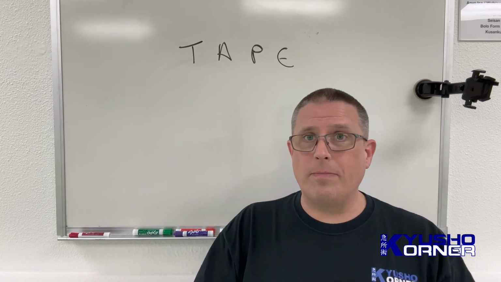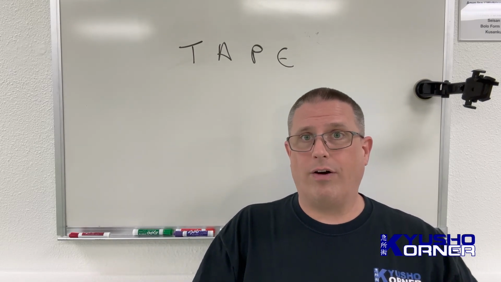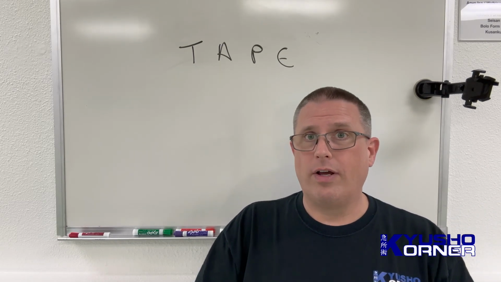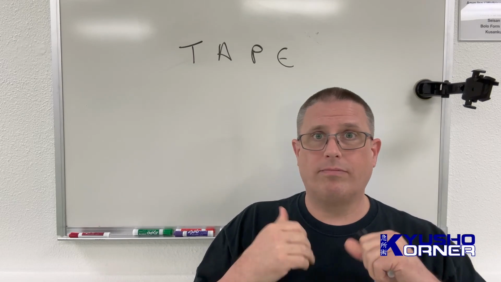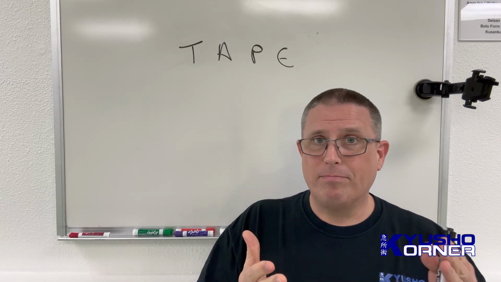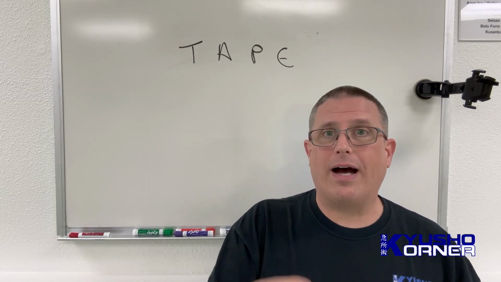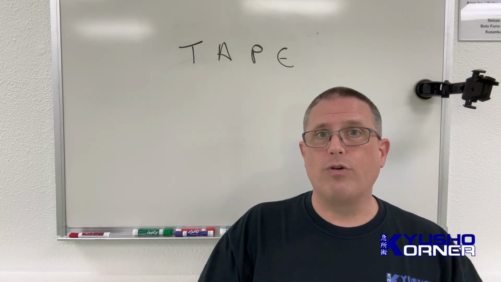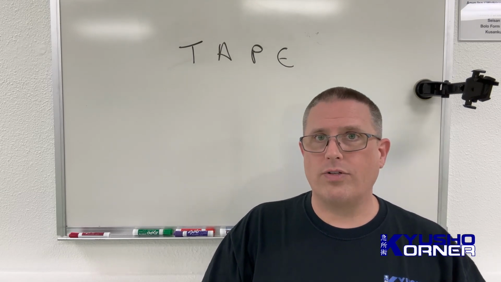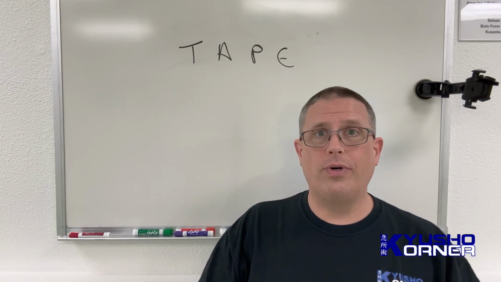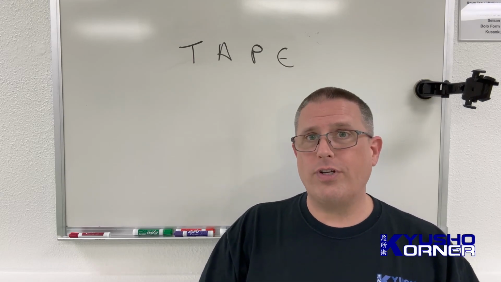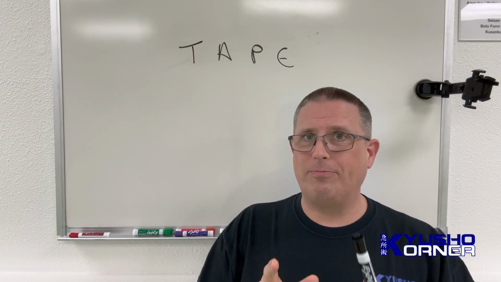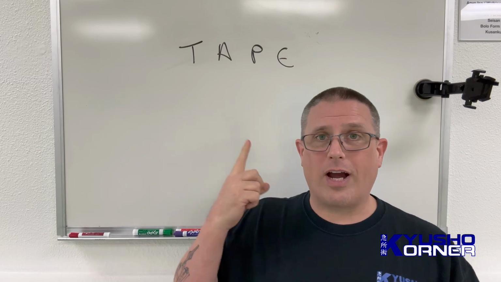An initialism is a series of letters taken out of words, usually the first letter, put together. So like FBI, Federal Bureau of Investigations, USA, United States of America, those are initialisms. They don't make words. Now we could argue ASAP versus A-S-A-P. That's kind of a gray area, but we're not gonna talk about ASAP today. We're gonna talk about tape.